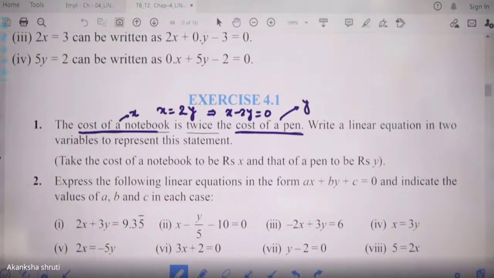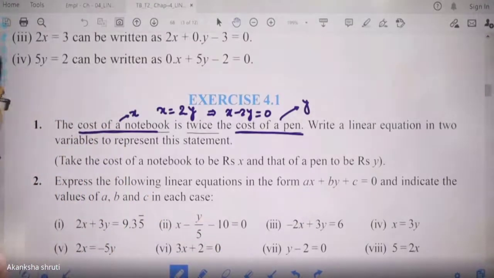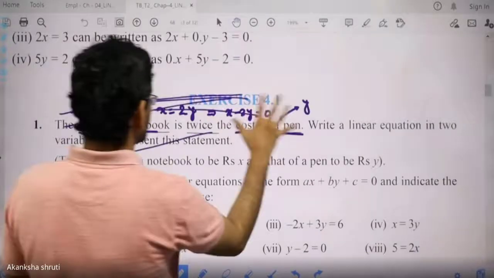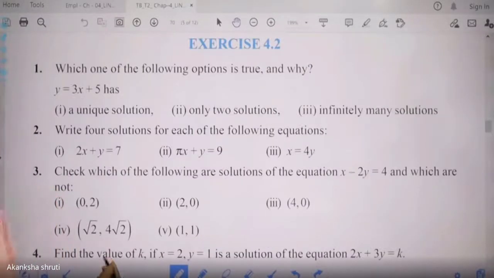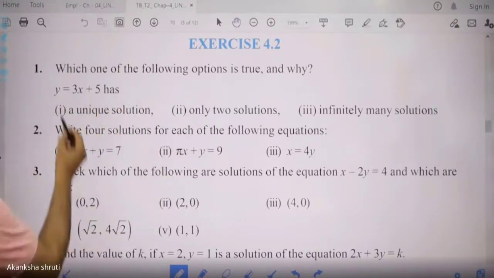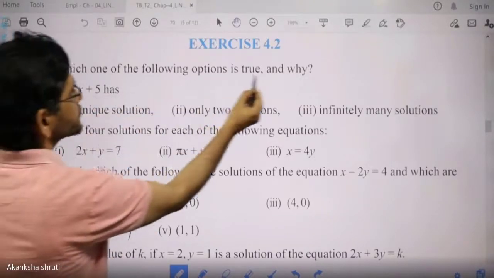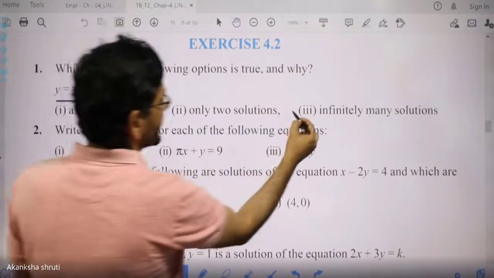Here a hint is also given. The second question, express it in the standard form and find a, b, c, we had already learned, so I'm not going to solve those. Students, let us see the other question. Exercise 4.2. These questions we had already done. Question number 1, how many solutions does this equation have? We have learned that it has infinitely many solutions.